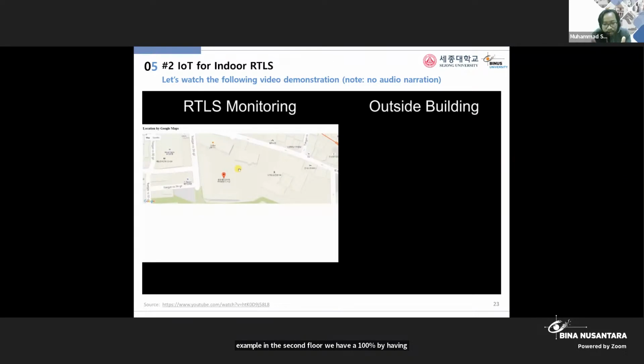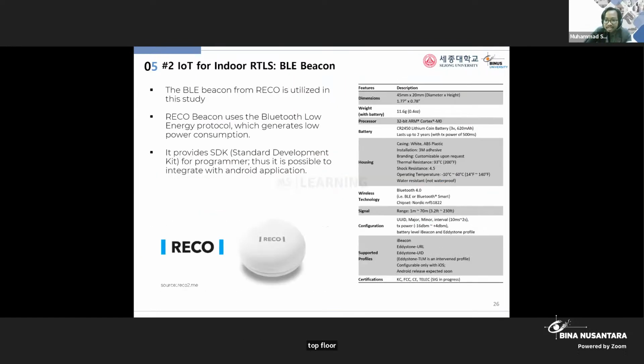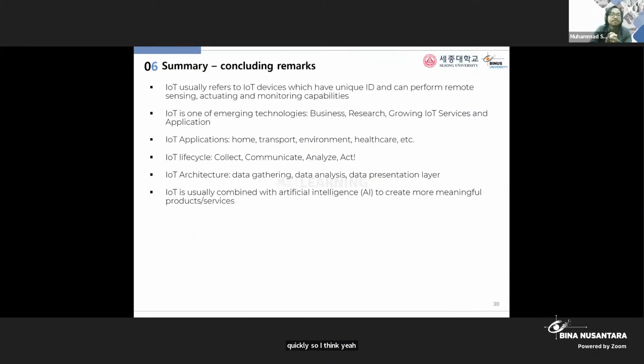So if we know that on the second floor we have 100 people, then we can allocate the emergency unit to evacuate all of them from the second floor. Or if we know that on the top floor we have only 50, then we can, for example, bring helicopters. Maybe one helicopter can take 5, then we can allocate 10 helicopters to evacuate the people from the top floor quickly. So I think, yeah, that is the presentation for me.